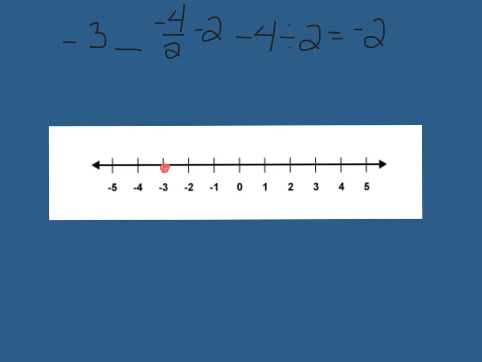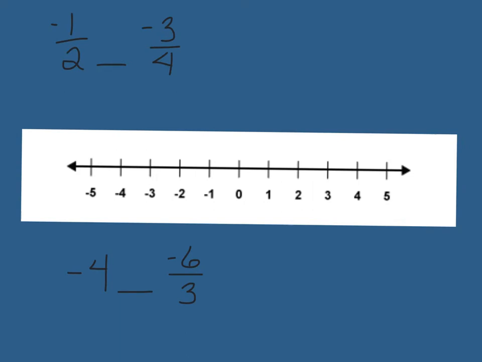Okay? So now we're going to mark these on our number line. -3 is right here. And we write -3. And then we have -2. -2. So remember, it's the one that is farther to the right is our greater number. So the one farther to the right is -2. So that would be right here. -3 is less than -4/2.